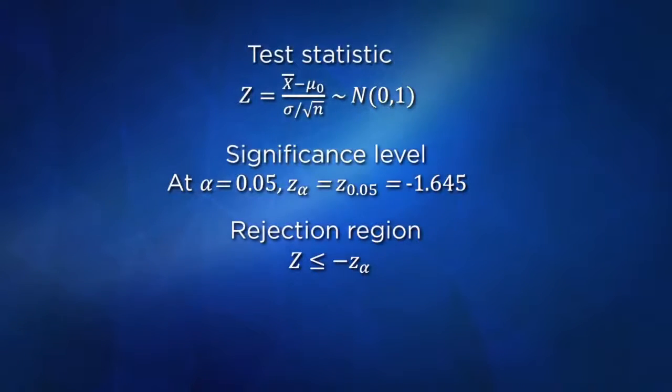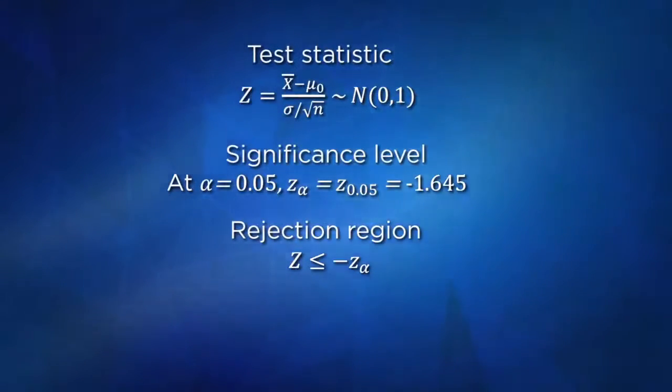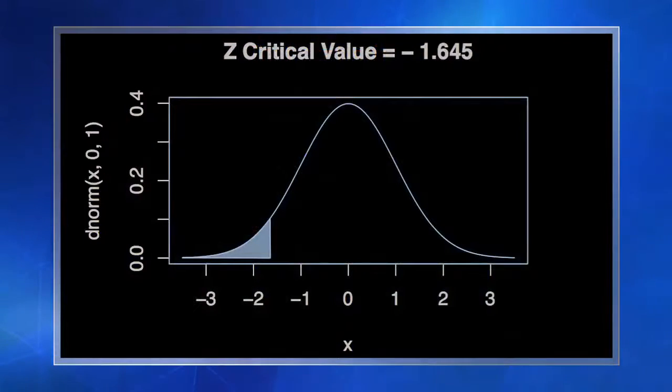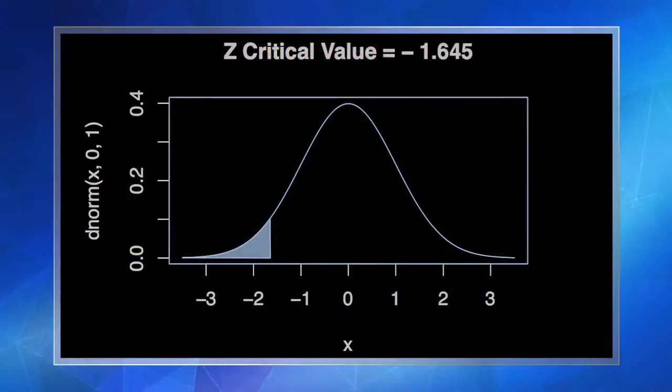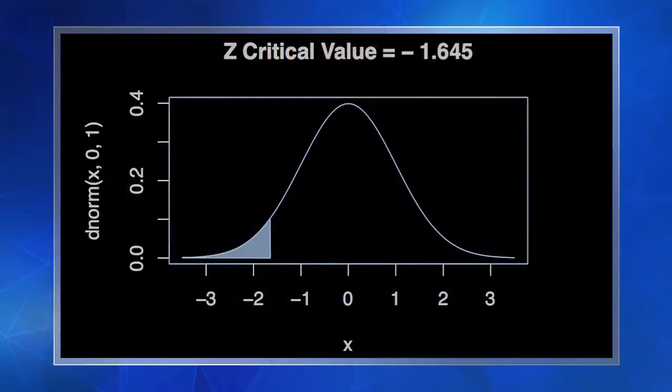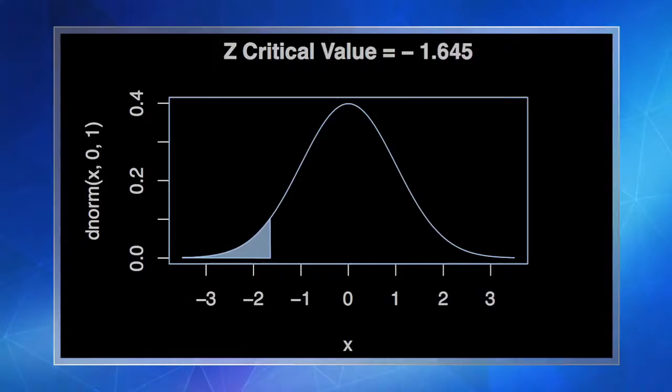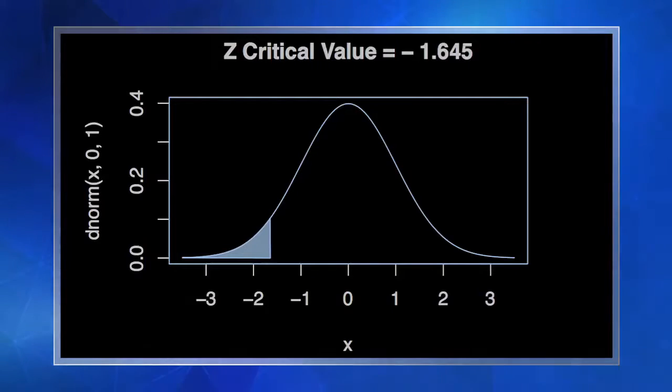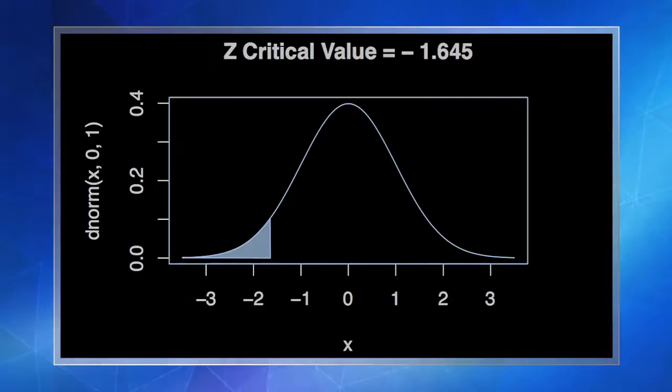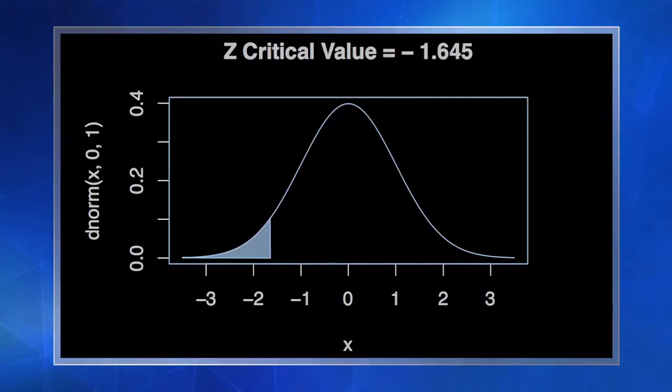So we're still going to use an alpha of 0.05, but now we're rejecting for lower values, right? So we're going to reject for a z critical value of minus 1.645. Our rejection region will be if our test statistic falls below that value, and our decision is that we're going to reject the null hypothesis, otherwise fail to reject it.